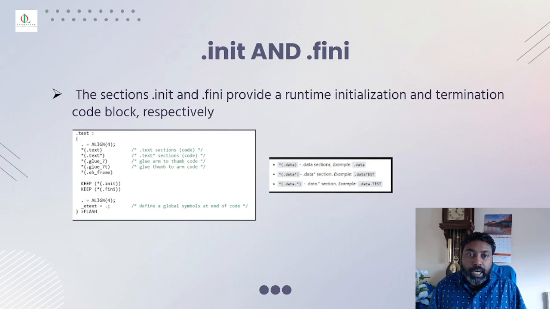The next one is .init and .fini. .init represents the runtime initialization, whereas .fini explains the termination of that runtime. In a code, respectively, if you take this .text section, if you give KEEP of .init and .fini, this initializes the information and then it terminates by keeping that.